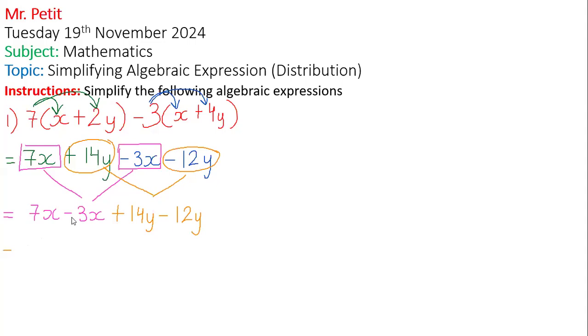7x minus 3x is what? 4x. It's going to be equal to 4x. Plus, what is 14y? 4x plus 2y. What is 14y minus 12y? 2y. Very good.